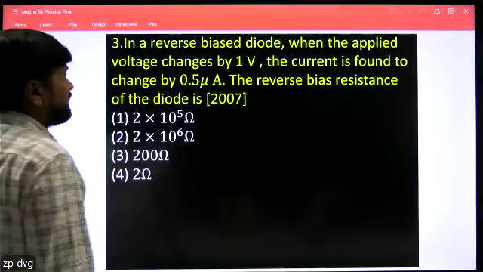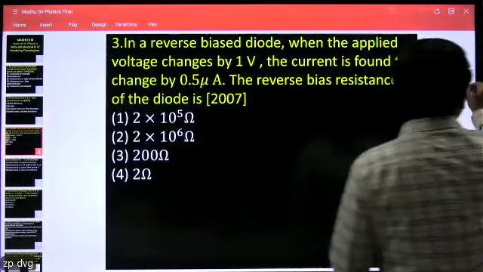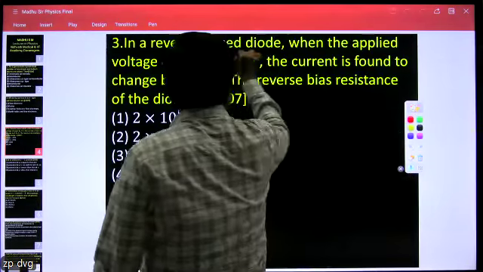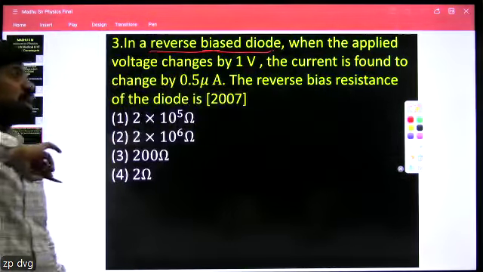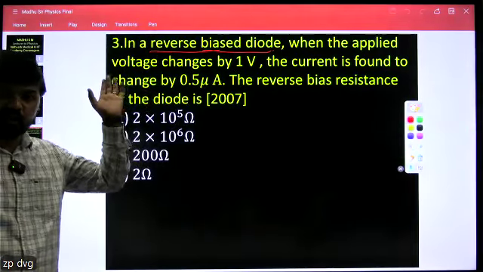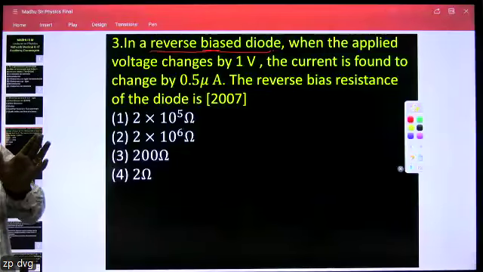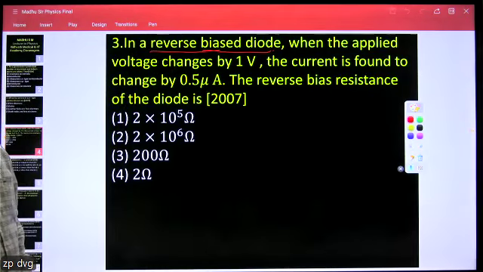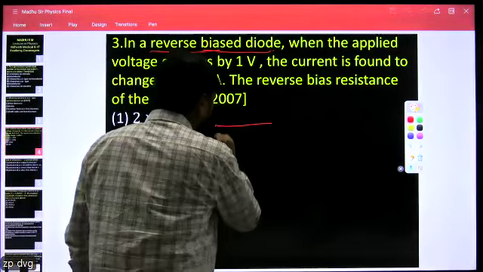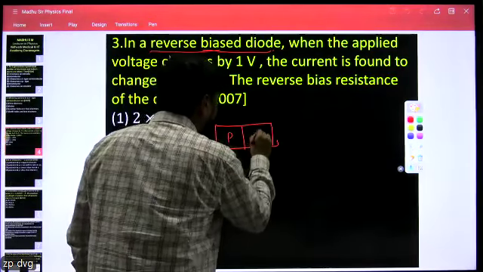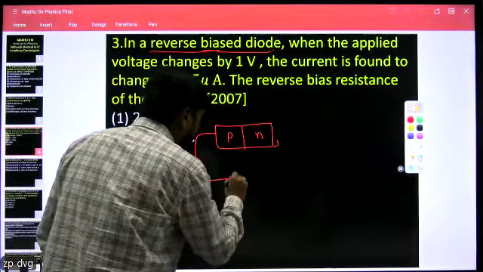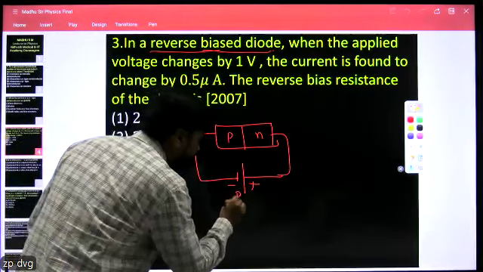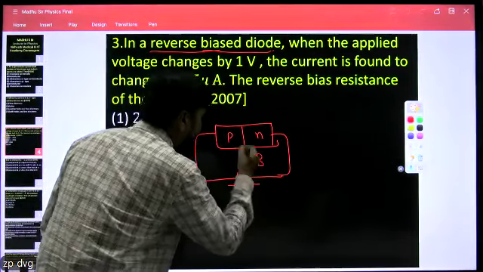In a reverse biased diode, you should remember: when the p side of the junction is connected to the negative terminal of the battery and the n side of the junction is connected to the positive terminal of the battery, such a type of biasing you can call as reverse bias. Here p-type semiconductor and n-type semiconductor; p-type is connected to the negative terminal and n-type is connected to the positive terminal. Such a type of biasing, name it as what?